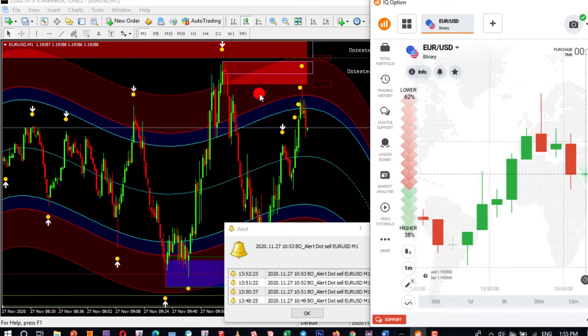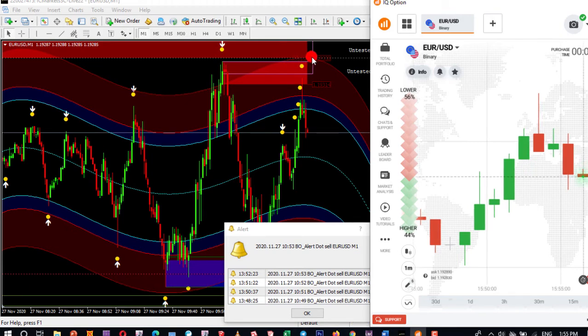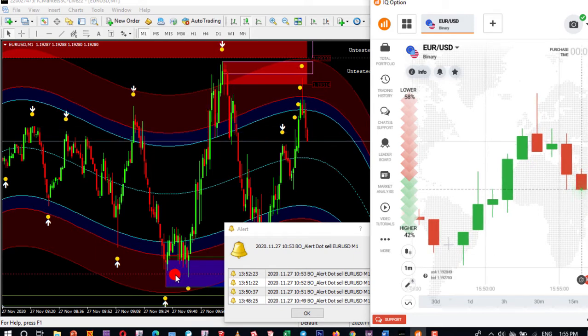So let me show you more support. This is also a support. You can see the value, and this is the SNR level. It also helps you to place the trade. This one is this, and the second is this.